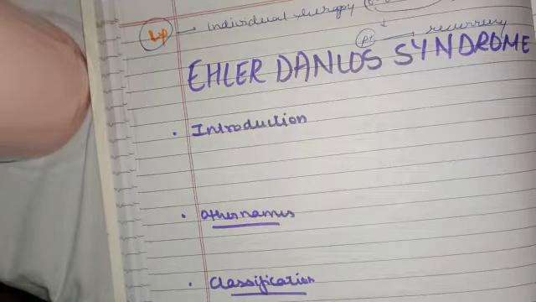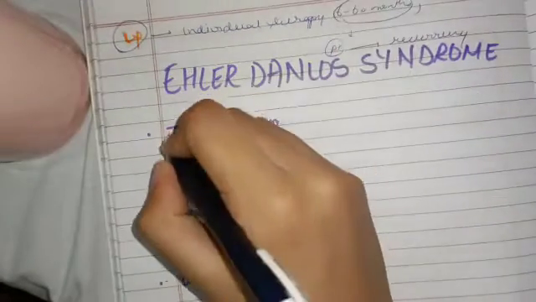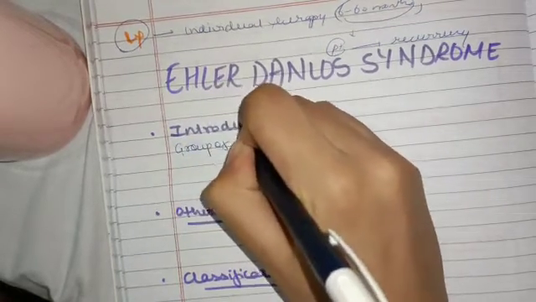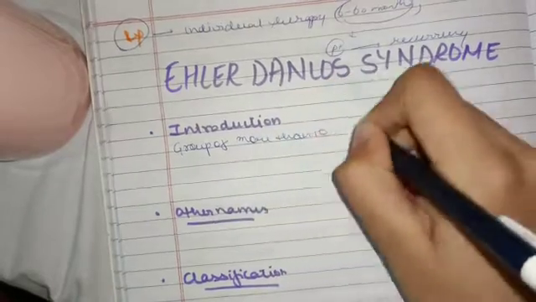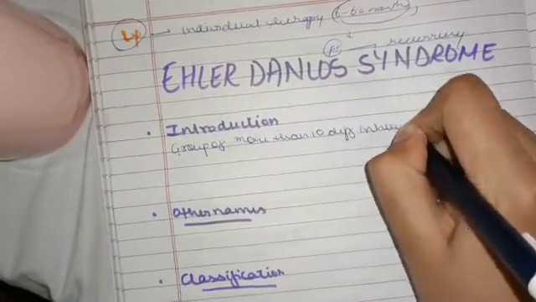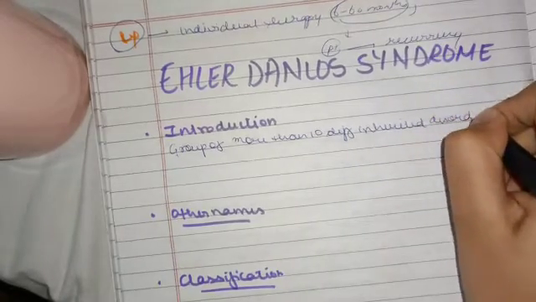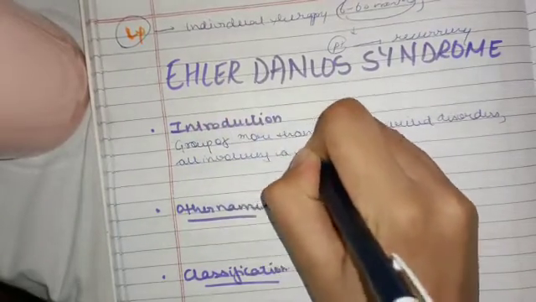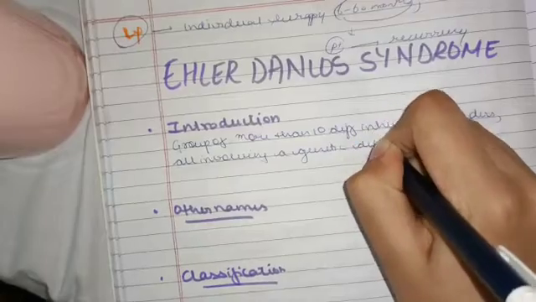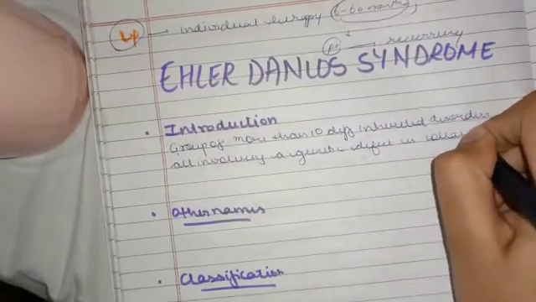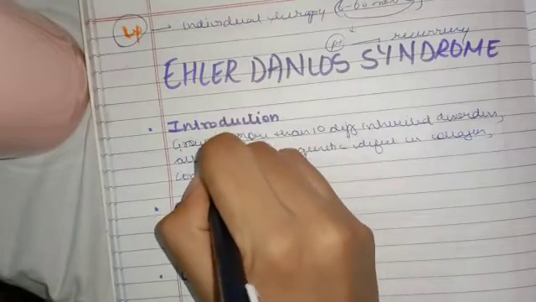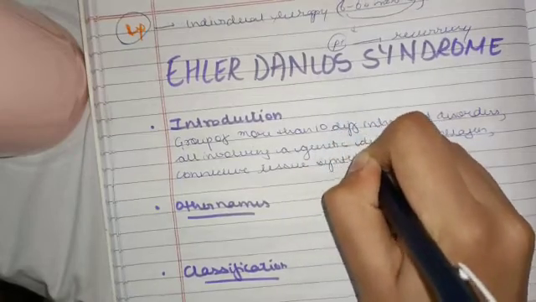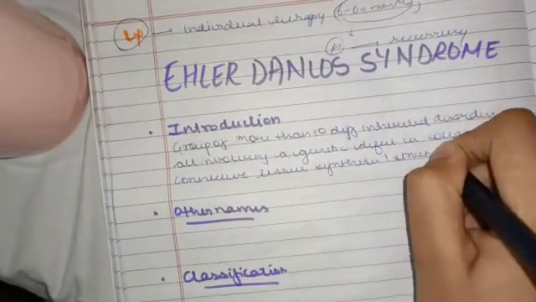In today's video, we'll discuss Ehlers-Danlos syndrome. So coming on to the introduction, it is a name given to a group of more than 10 different inherited disorders, all involving a genetic defect in collagen, connective tissue synthesis, and structure. All right, so basically it is a disease of collagen.